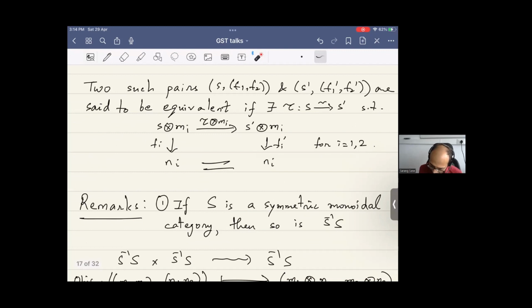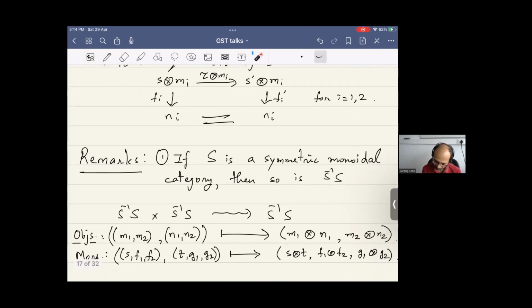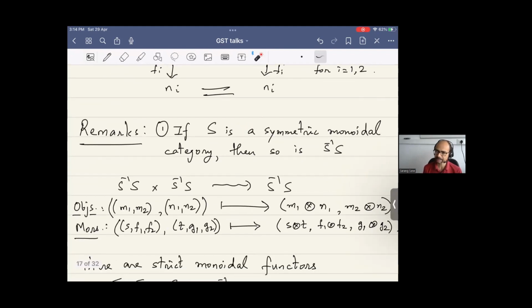Okay, so that was the definition. I have it here. So they are said to be equivalent if this diagram commutes. So S tensor Mi to S prime tensor Mi via this isomorphism tensored with Mi, and then you have maps to Ni, and this thing should commute. Okay, so here's a couple of things, some of which I stated, some of which I couldn't at the end. So the first is that if S is a symmetric monoidal category, then so is S inverse S. I think this was kind of obvious from what I said, but I didn't explicitly state this.